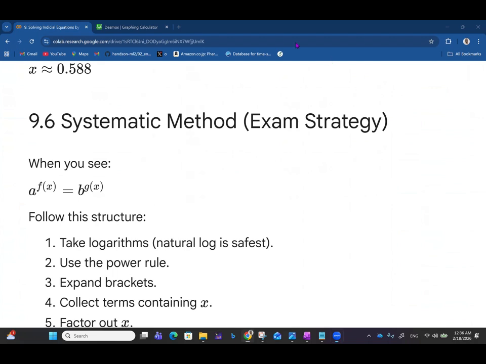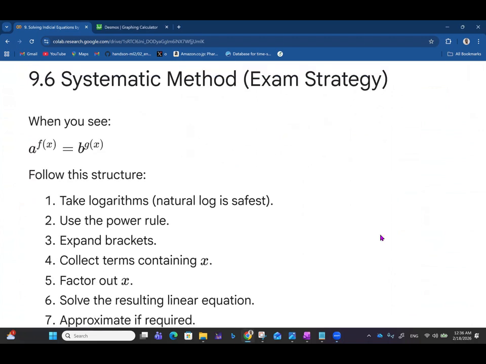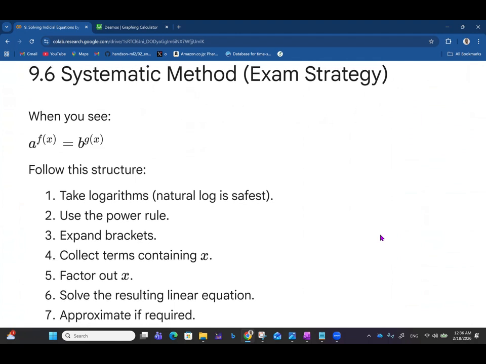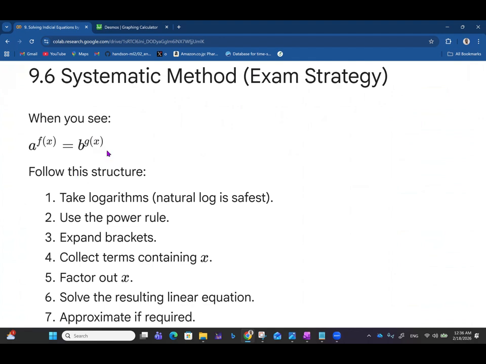So the systematic method, the exam strategy, if you are dealing with solving exponential equations by taking logarithms: when you see a raised to the power f of x equals b raised to the power g of x, different bases now, follow this structure. Take logarithms, like natural log is safest normally, but if you see base 10, you can easily take log 10. Then use the power rule. We know that already. Then expand the brackets, collect terms containing x, factor out x, and solve the resulting linear equation. Approximate if required.